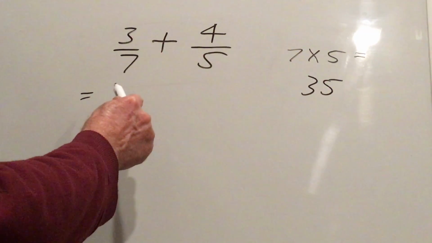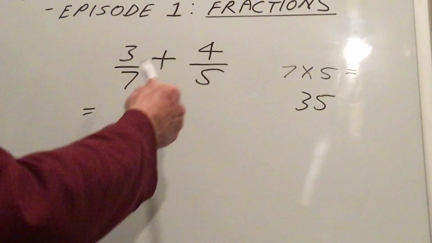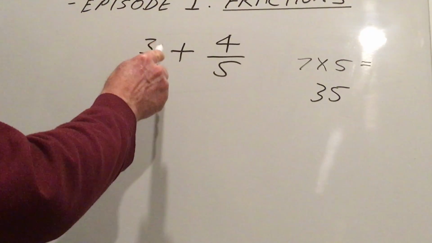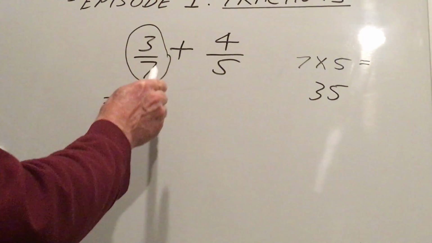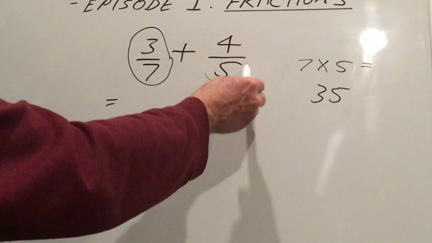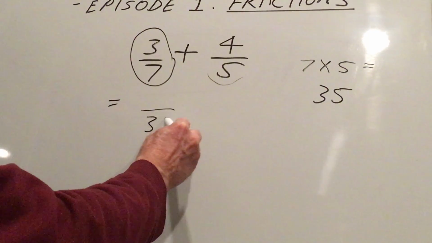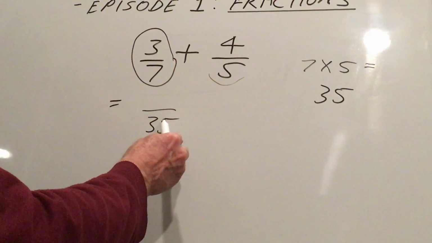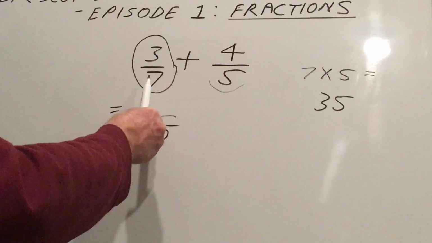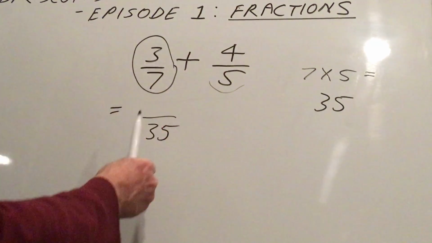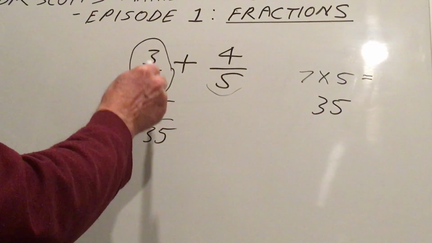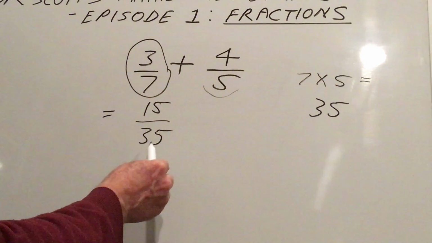So if we put everything over 35, we'll be able to do the addition of these two fractions together. So the way we do that is for this to be over 35, we multiply 7 by 5 to get 35. Now whatever we do to one, the top or the bottom, we do to the other. So we multiply the denominator by 5, we multiply the numerator by 5. 5 times 3 is 15. So 5 times 3 over 5 times 7 is 15 on 35.